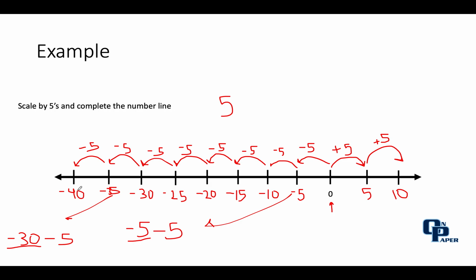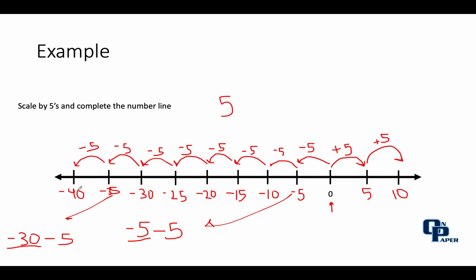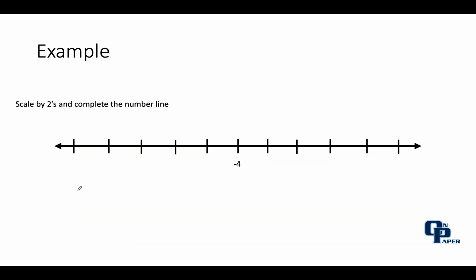Awesome. So that does it for our examples for this mini lesson. Oh, just kidding. We have one more example. I was getting ahead of myself. Ooh, now we start with a negative number. This should be interesting. So we're going to scale by 2s and complete the number line.